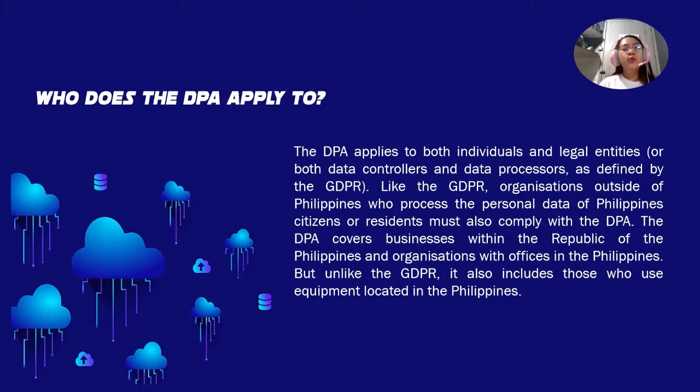Next, who does the Data Privacy Act apply to? The DPA applies to both individuals and legal entities, or both data controllers and data processors. They are defined by the GDPR. The definition of the GDPR will be followed up in the discussion by our next reporters.